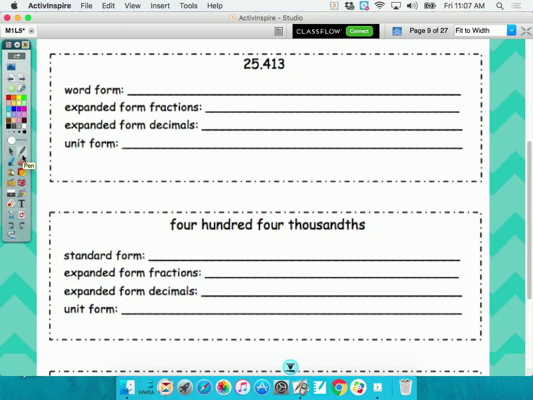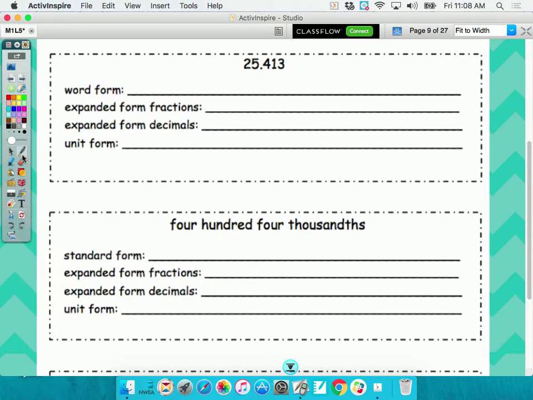Girls, number forms. Tell me what we know. Standard form is one. What's another form? Expanded form. But we have two kinds: fraction, unit form, expanded form with fractions, and expanded form with decimals. And word form.